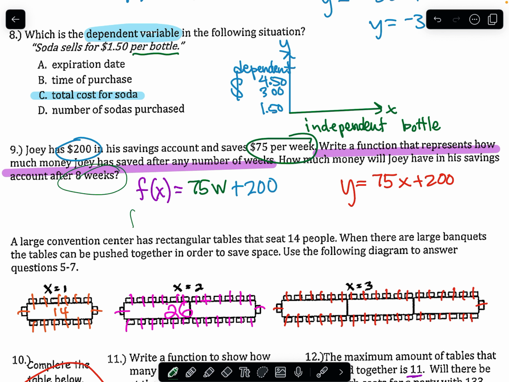So if it was f of 8, or when the weeks equal 8 weeks, how much money does he have? Well, we have 75 times 8 plus 200. And 75 times 8 is 600 plus the 200. So we know in 8 weeks he would have $800, right?